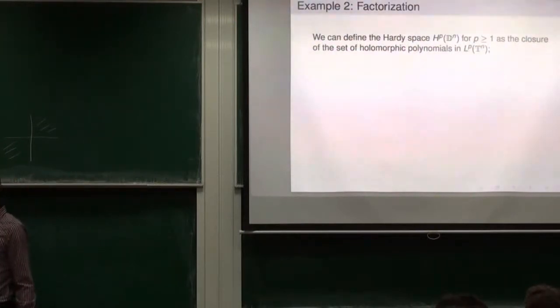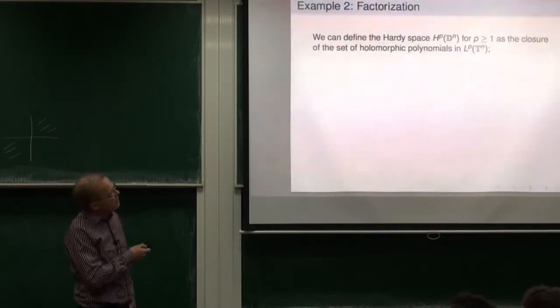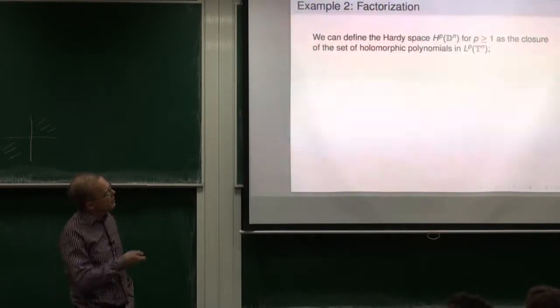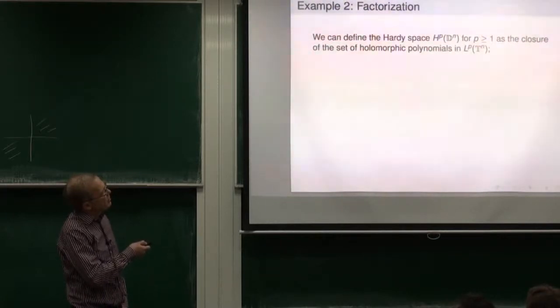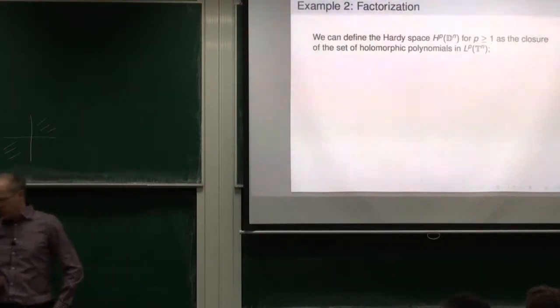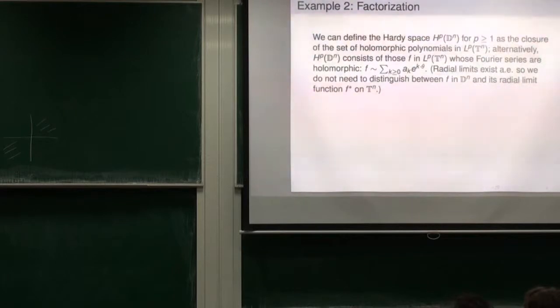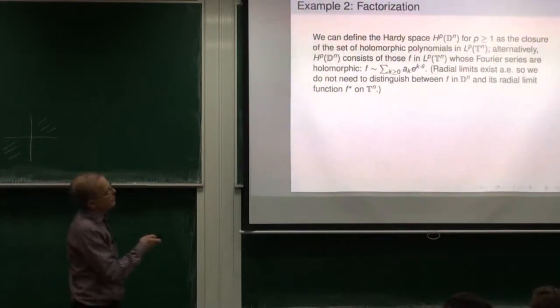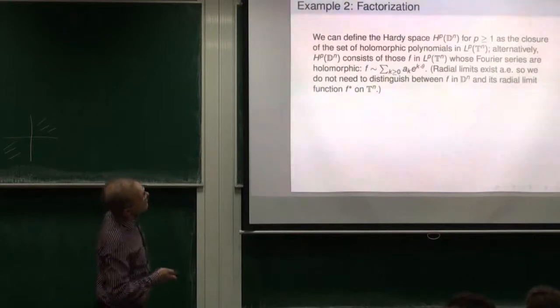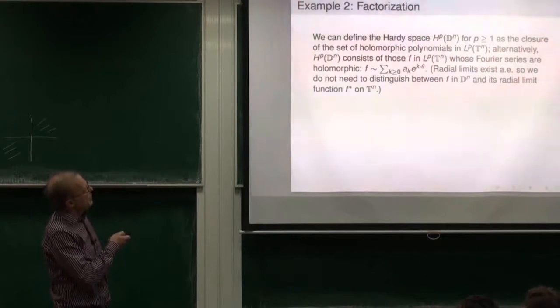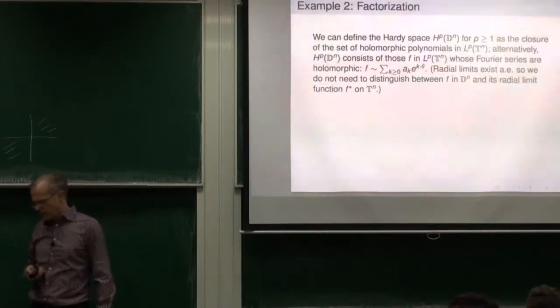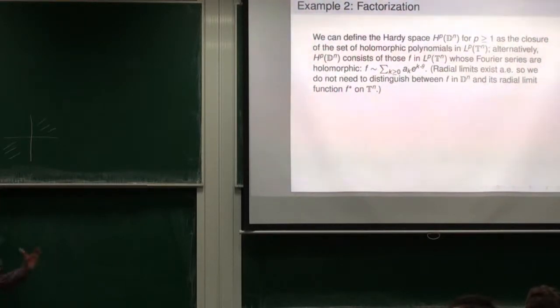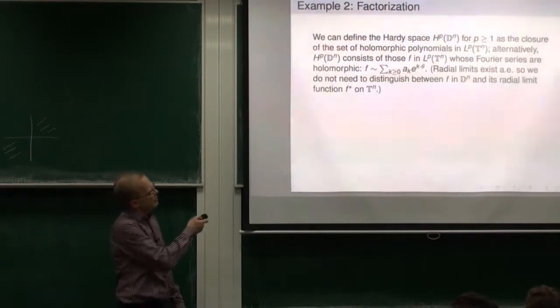As we have in one dimension, we have Hardy spaces. So H^p on the polydisc D^n, for, say, p larger than or equal to 1, we can define as the closure of holomorphic polynomials in L^p on the distinguished boundary. Alternatively, we can define H^p as those f in L^p on the torus whose Fourier series is holomorphic, which means that we only have positive frequencies here. And radial limits exist more or less, as I have already said, so we need not distinguish between f inside the polydisc and on the distinguished boundary.